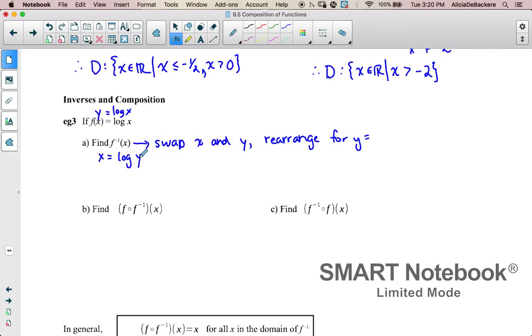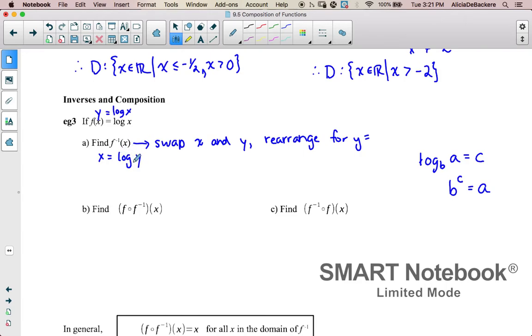So remember, when you want to rearrange a log, we're going to use that pattern that log base b of a is equal to c. Remember, b is the base, and the log equals the exponent. The exponent is c, and that's going to equal a. A is the power. So we're going to rearrange this one over here.